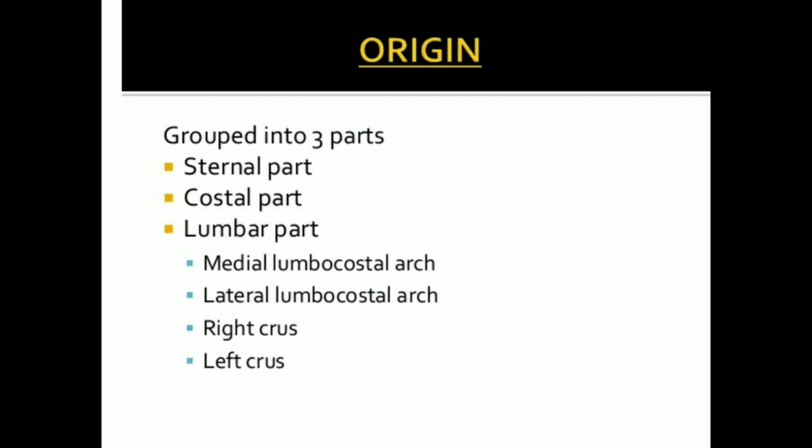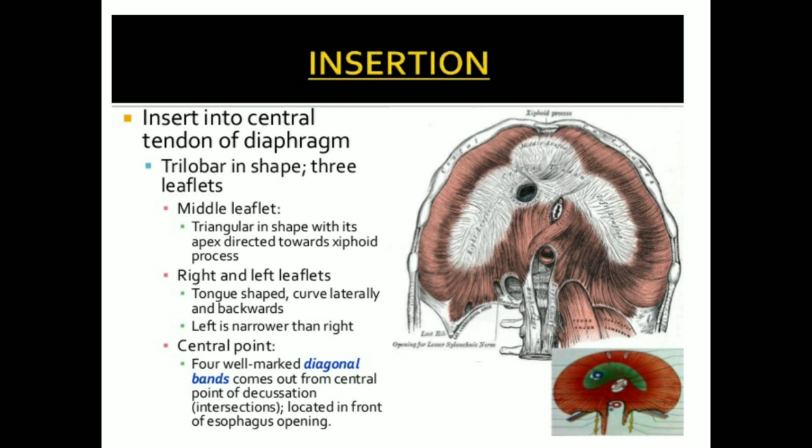Okay, next, if you look, you can see the insertion, where the diaphragm is getting inserted. All the fibers are inserted into the central tendon, which is situated in the median depressed part close to the sternum. It is trilobar in shape. You can see in the figure here, these are all the contributions of the origin.